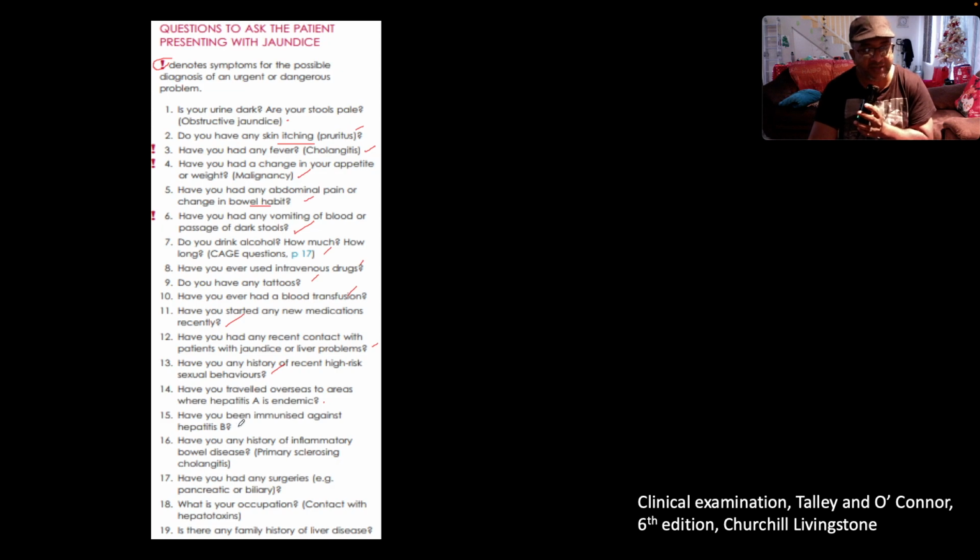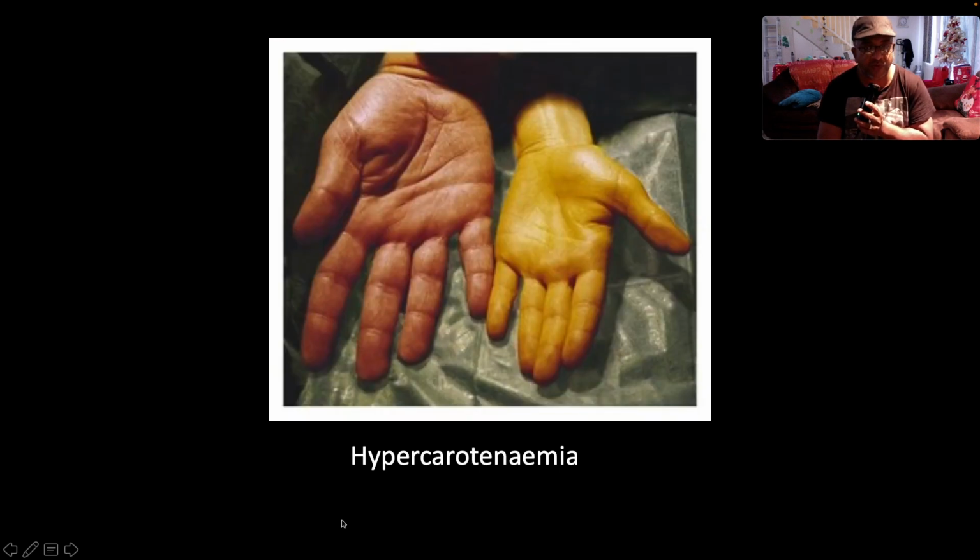Have you been immunized against hepatitis B? Have you had any history of inflammatory bowel disease? Because PSC shares an association with ulcerative colitis. Have you had any surgeries, like for pancreatitis or biliary disease? What is your occupation in terms of contact with hepatotoxins like aflatoxin? Is there any history of liver disease? Oh, a whole lot of things.